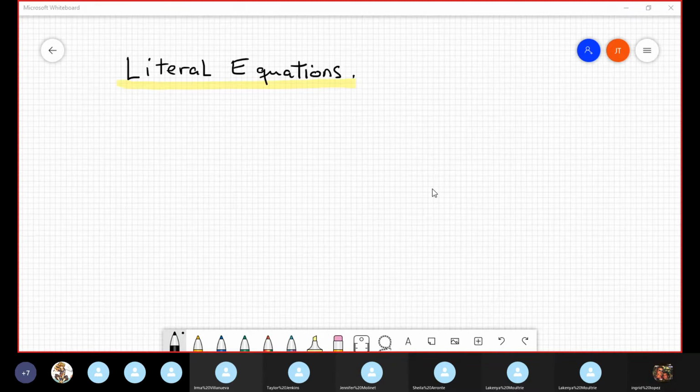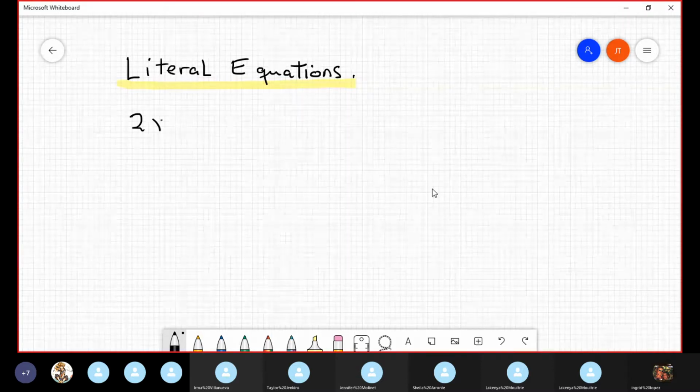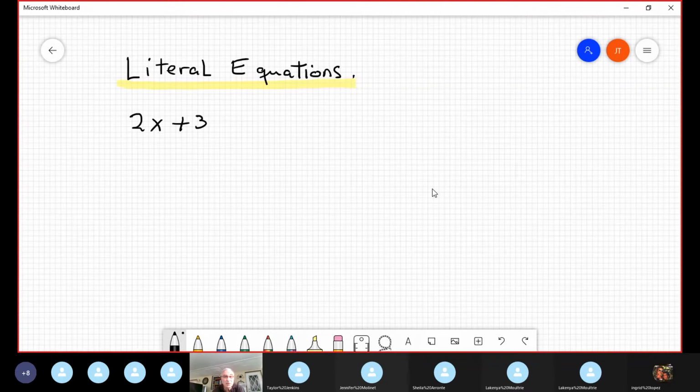Okay, literal equations. Literal equations are easy, but confusing. It's tricky. Let me explain why. You are super familiar with this kind of equation: 2x plus 3 equals 5.